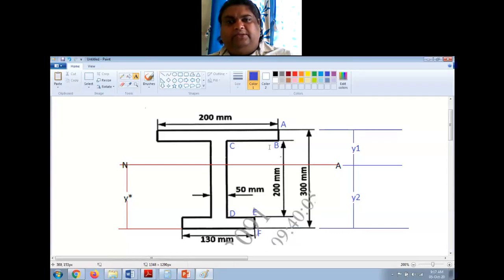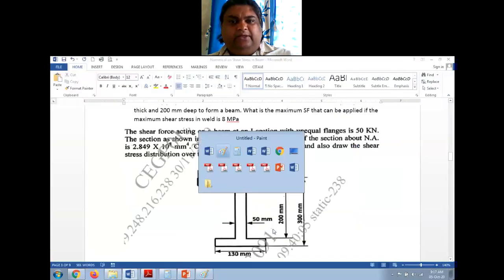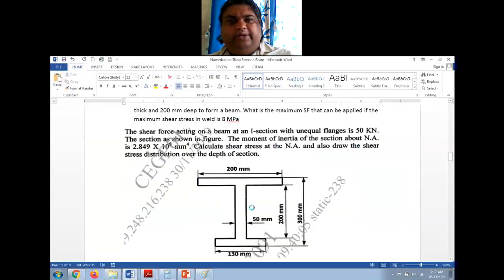So I have to find stress at 1, 2, 3, neutral axis 4, 5, 6, 7. At these 7 points I have to find the shear stress, and after finding the shear stress I have to draw the shear stress distribution curve. Now let us find it. I'll start from point A.